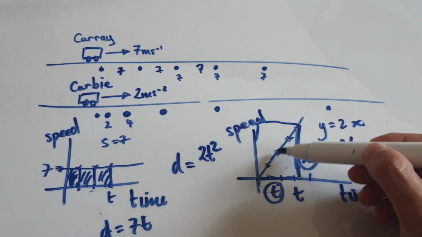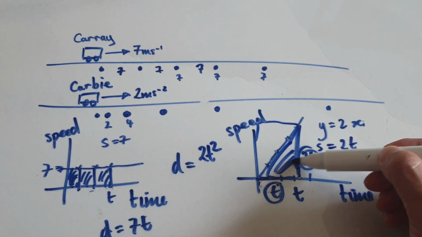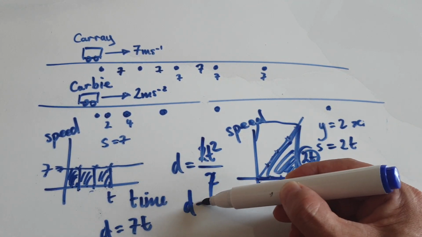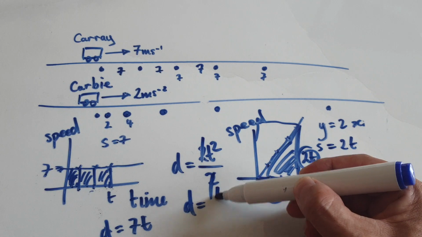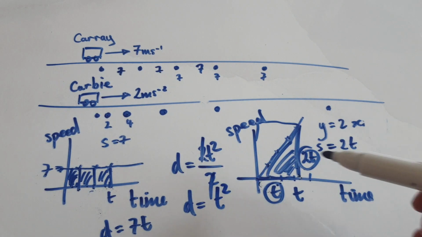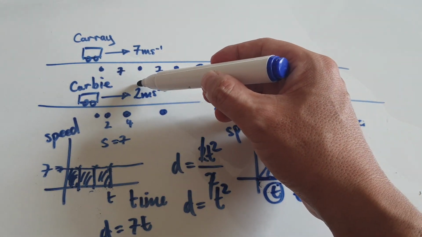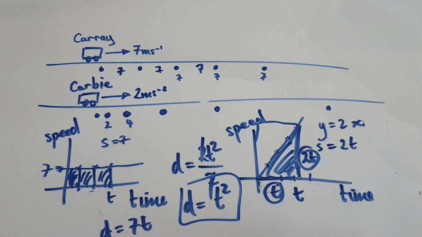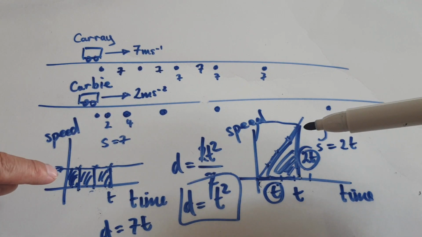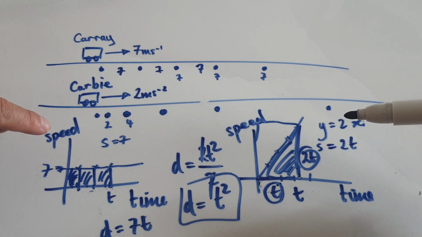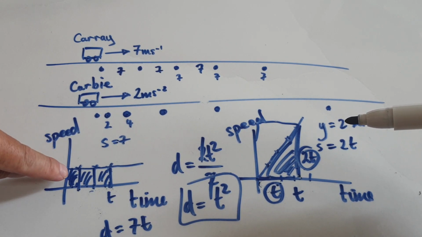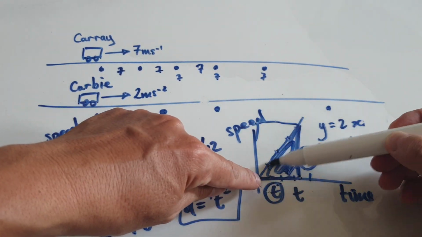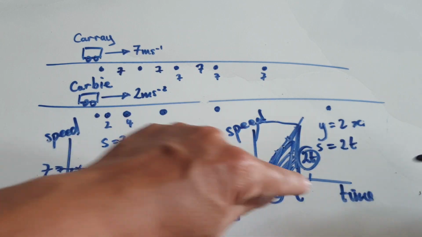That will then give you a rectangle, and then you cut it in half to get the triangle. These two cancel each other out, giving you distance equals t squared. Distance traveled is t squared. So for an acceleration of 2, all you need to do is square the time, and it will give you the distance traveled. The moral of this video is that if you want to know the distance traveled, work out the area underneath the speed time graph. Work out the area underneath the speed time graph. Okay?